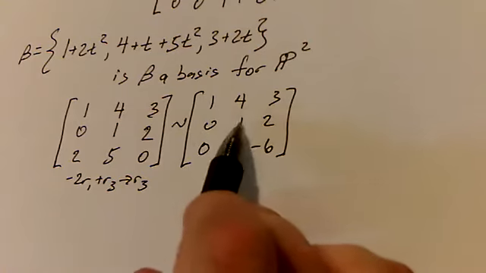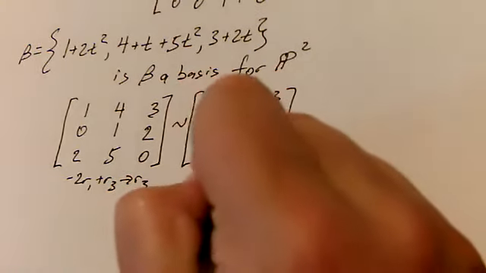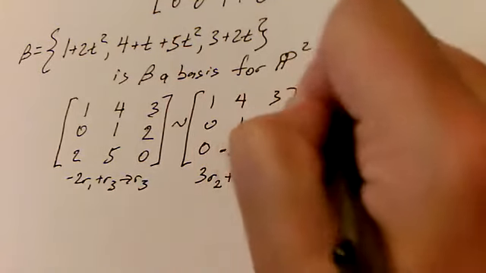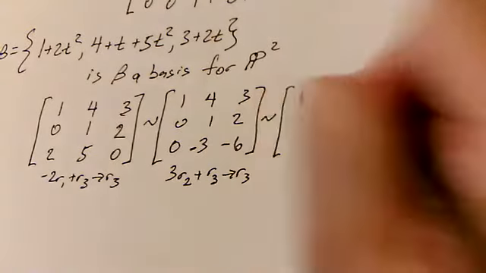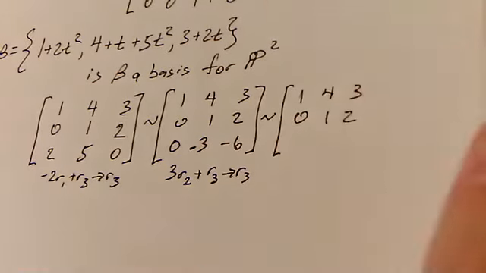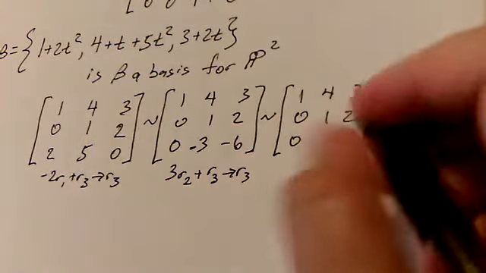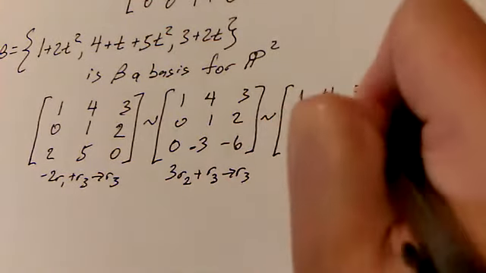So I go to my second pivot. I've already got a 1 here. I want to go below it. So 3 times row 2 plus row 3 is going to replace row 3. So I've got 1, 4, 3. I've got 0, 1, 2 because I didn't change anything about row 2. Now I've got 0 plus 0 is 0, 3 and -3 is 0, and 6 and -6 is 0.